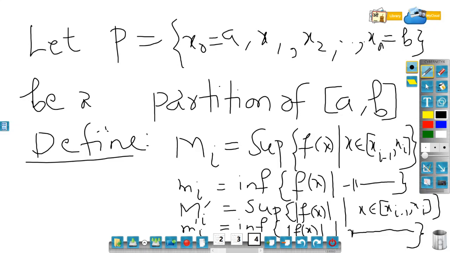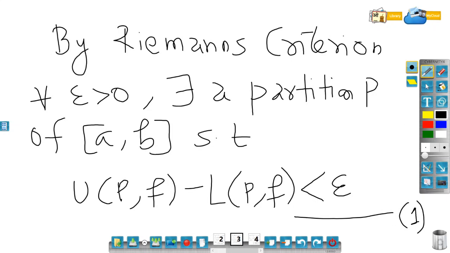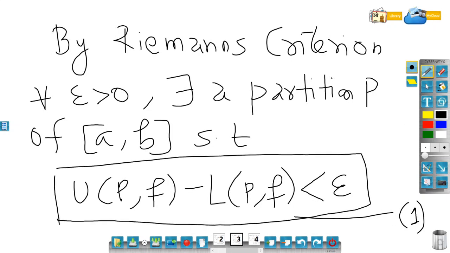I have to prove that mod f is R integrable. That means mod f satisfies the Riemann criterion. So if I can prove that for the same partition P, U(P, mod f) minus L(P, mod f) is less than epsilon, then we can say mod f is R integrable. So property number one will help us to prove this.